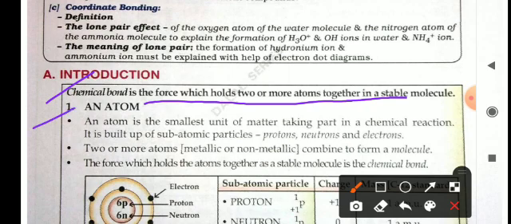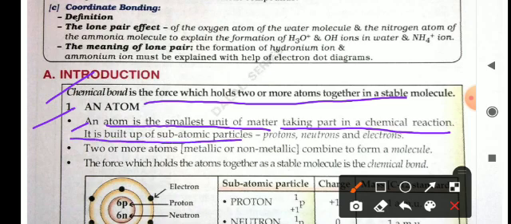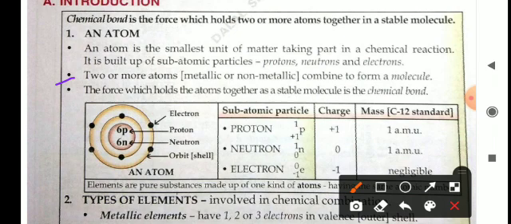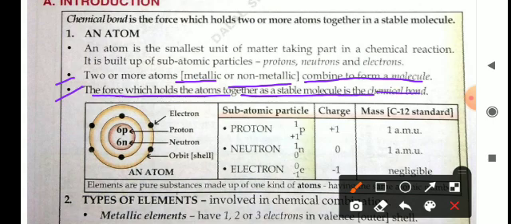What is an atom? An atom is the smallest unit of matter taking part in a chemical reaction. It is built up of subatomic particles: proton, neutron, and electron. So an atom is the smallest part of any matter, and it is composed of proton, neutron, and electrons. Two or more atoms, metallic or non-metallic, combine to form molecules. The force which holds the atoms together as a stable molecule is the chemical bond.